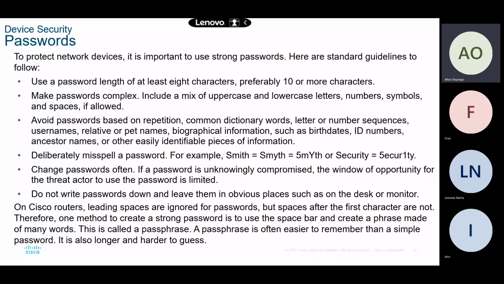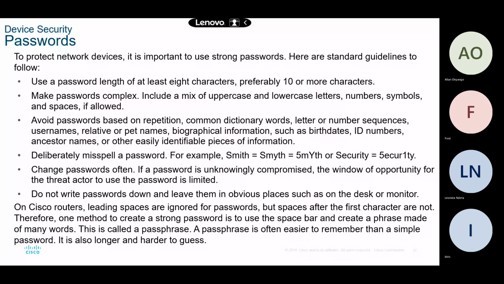Sometimes you can deliberately misspell a password. Instead of saying security, for example, the S can be a 5, maybe E can be a 3, maybe I can be an R or 1, TY, and so on and so forth. Then please change your password often. That's very important. Then don't write your passwords on a yellow sticky note and put it at the back of your desktop or back of your laptop or the bottom of your keyboard in the office. Please don't do that.